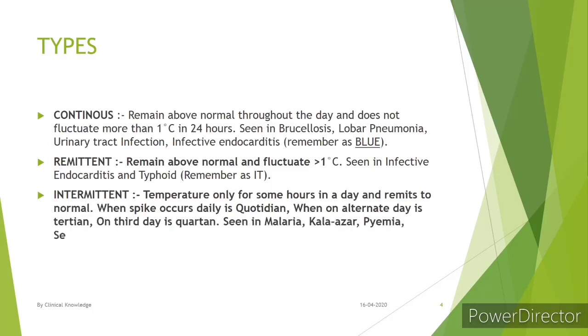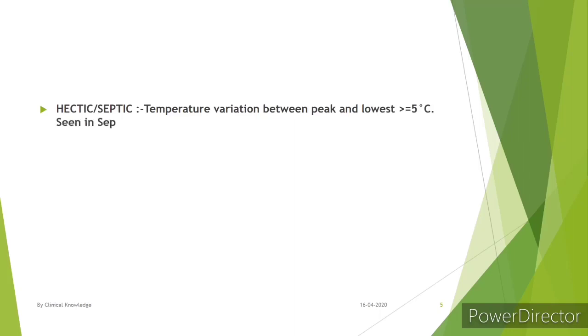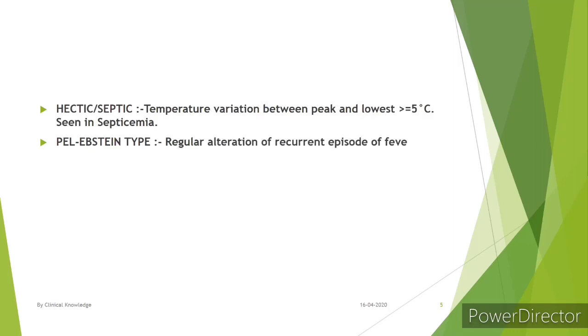Hectic and septic, temperature variation between peak and lowest is equal to or greater than 5 degrees Celsius, seen in septicemia. Pel-Ebstein type, regular alternation of recurrent episodes of fever and afebrile periods: 3 days to rise, 3 days high, remit in 3 days, followed by 9 days. Seen in Hodgkin's lymphoma.